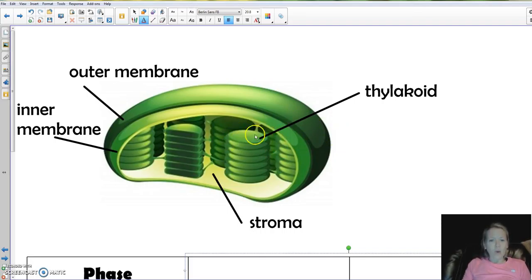So the thylakoid here, and then everything in between these stacks, all that empty space filled with fluid, that's the stroma. So those are the only two parts that you have to know. So make sure you get your chloroplast labeled right now with the thylakoid and the stroma. Those you do have to know.